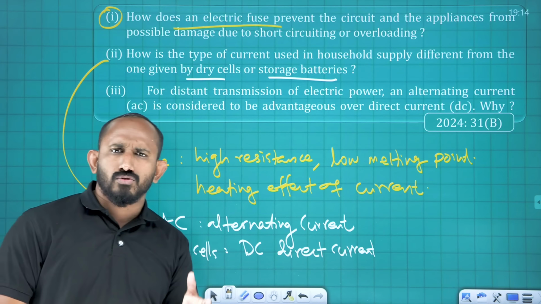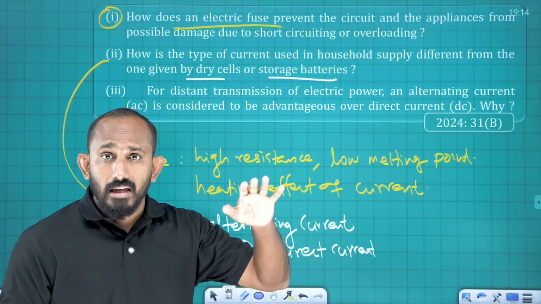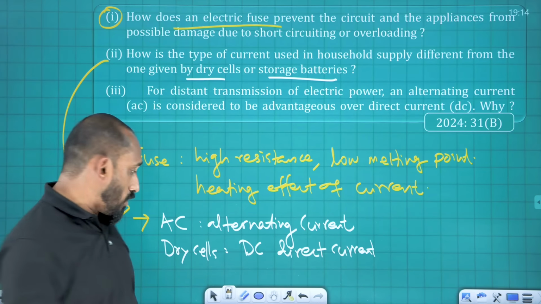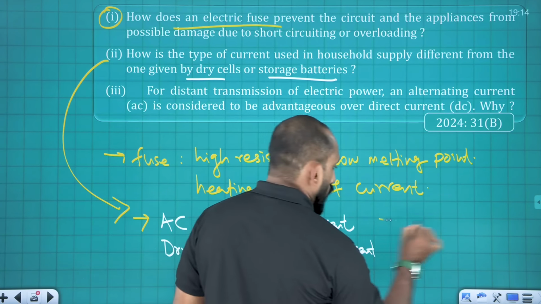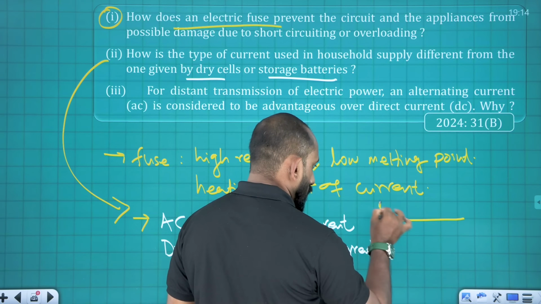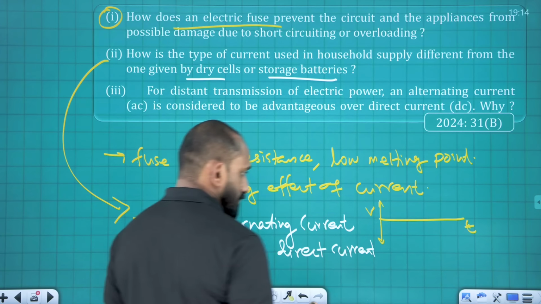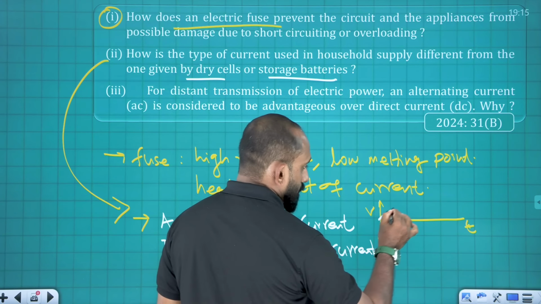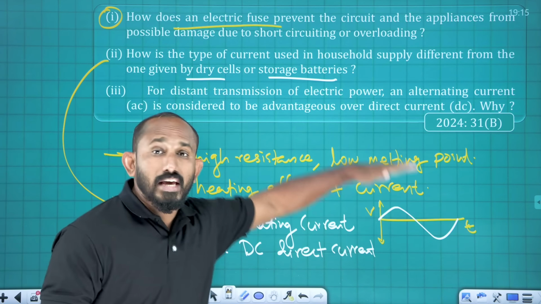Now, what is the difference? If you draw a graph also, it will be better there. Alternating current changes the direction in each cycle. Continuously it changes the direction. So, if you plot a graph between time and voltage for AC, then the graph will look like this. That is for alternating current. It changes the direction.